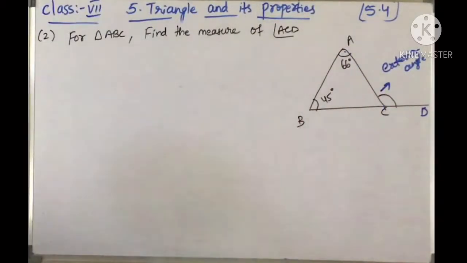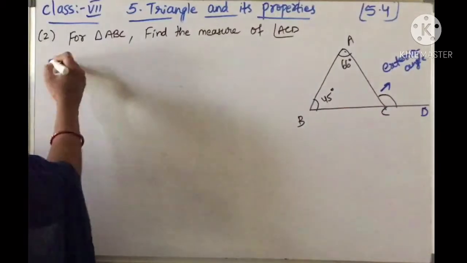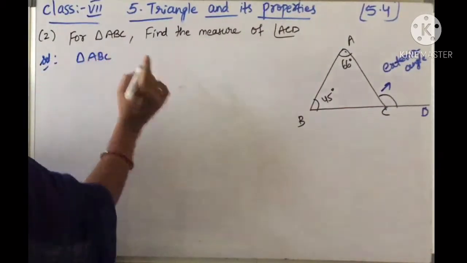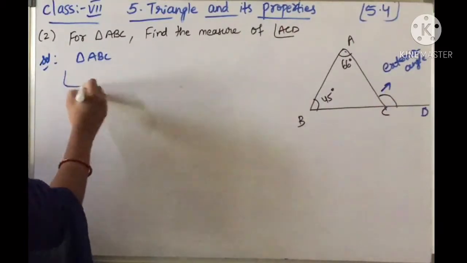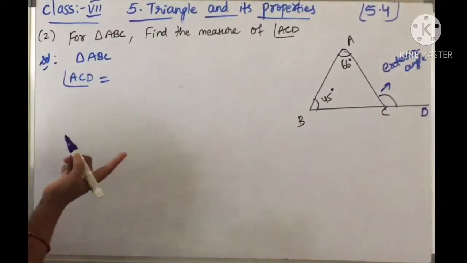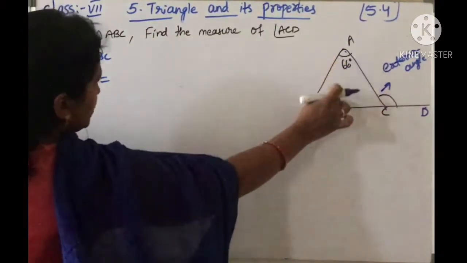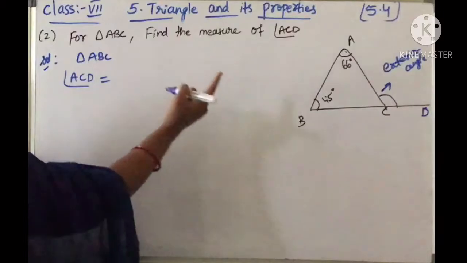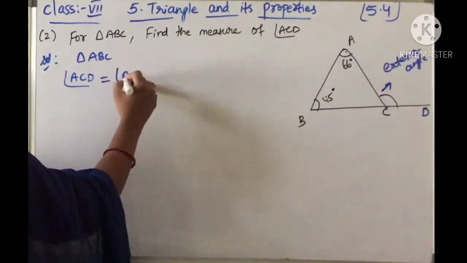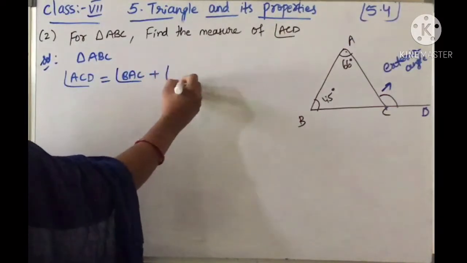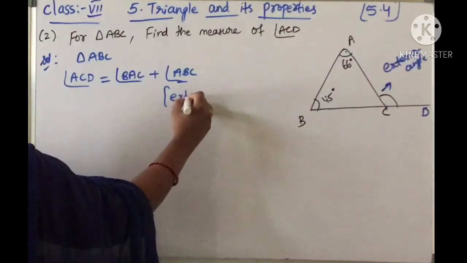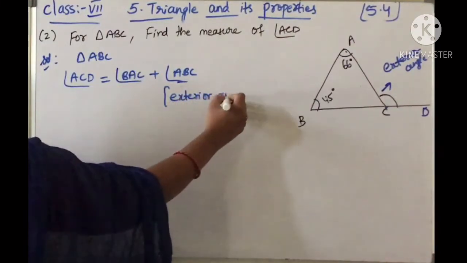So here in this figure, in triangle ABC, what is the exterior angle? Angle ACD is the exterior angle. Exterior angle is equal to the sum of these two interior opposite angles, meaning angle A plus angle B. Angle A can be written as BAC, plus B can be written as ABC. So this is the exterior angle property.